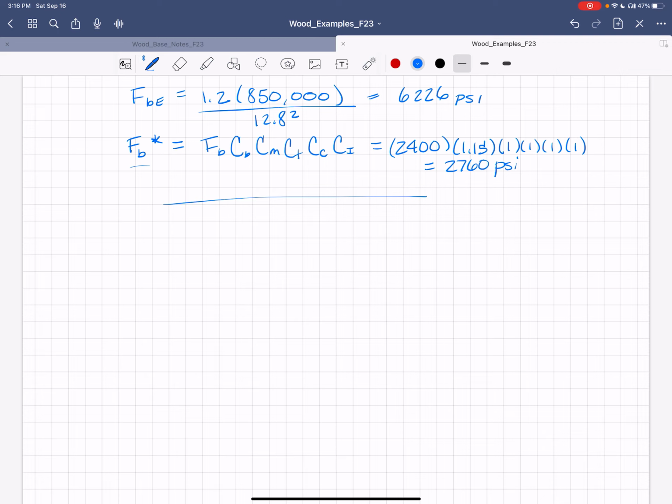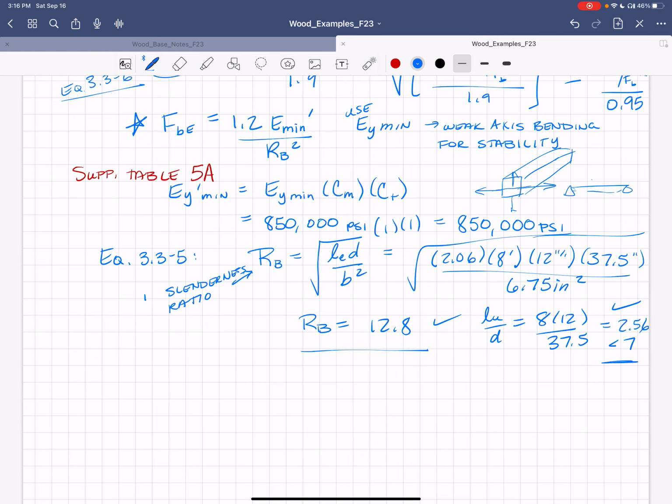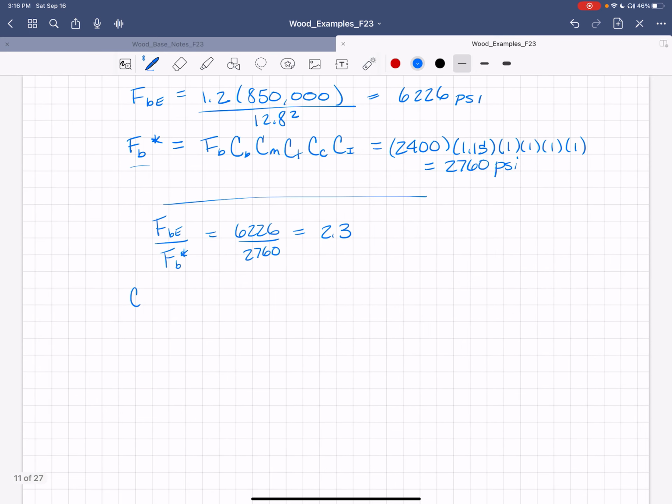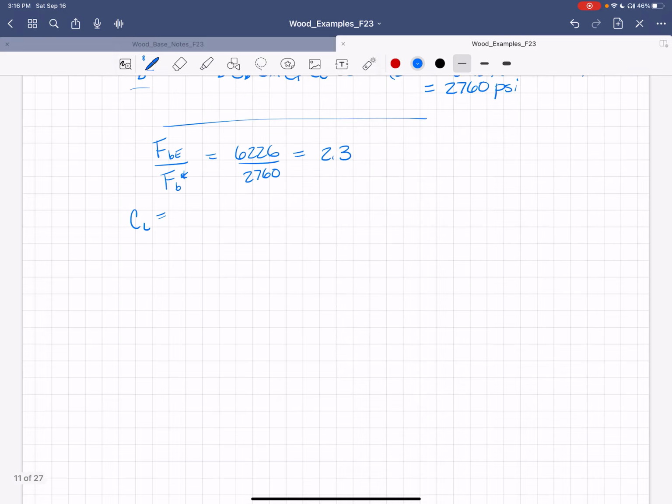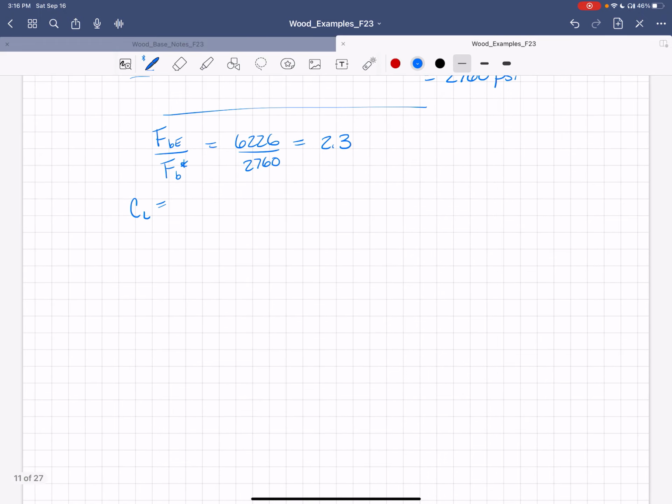And in the C sub L equation, the lateral stability equation, we have a ratio in there over and over again. It's this ratio. So let's go ahead and calculate that. That's the 6,226 over 2760, and you get 2.3. So now I go back and put everything into that C sub L equation.